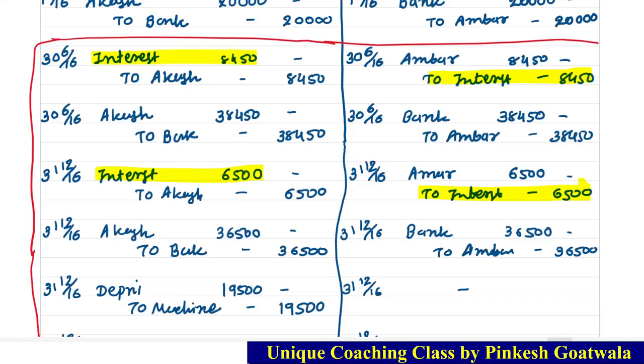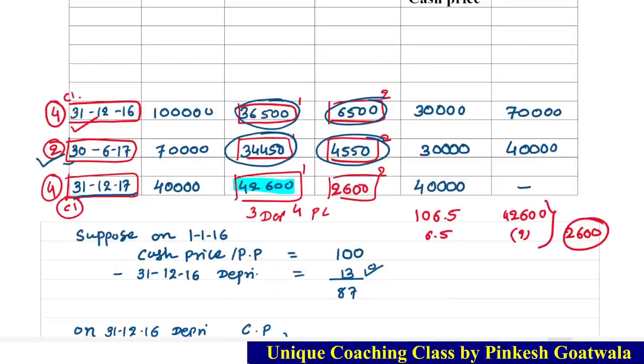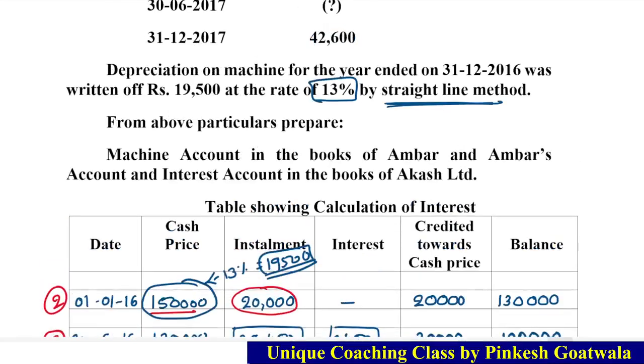70 and amount change. Okay. Now here what we have to prepare? Let's prepare that account. First of all, from the above particulars, prepare machine account in the books of Amber.